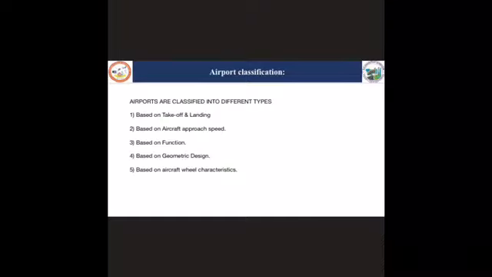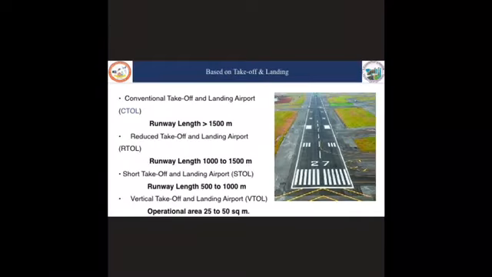So now we'll look into the various types of airport classification. Depending upon the convenience, airports are classified into different types. The first classification is based upon takeoff and landing. The second classification is based upon the aircraft approach speed. Third is on function. Fourth is based upon the geometric design, and we can also classify airports based upon the aircraft wheel characteristics. So let's study one by one in detail.